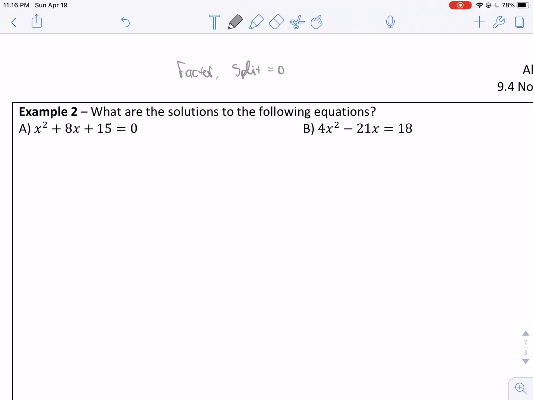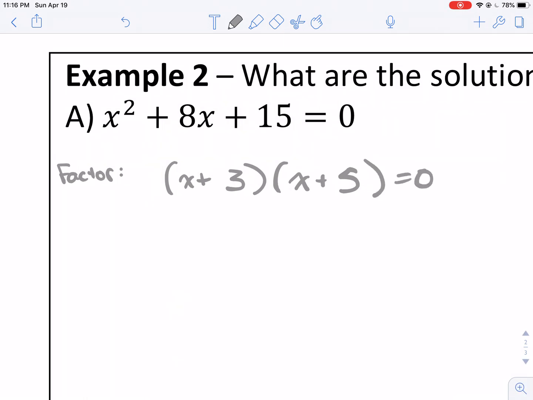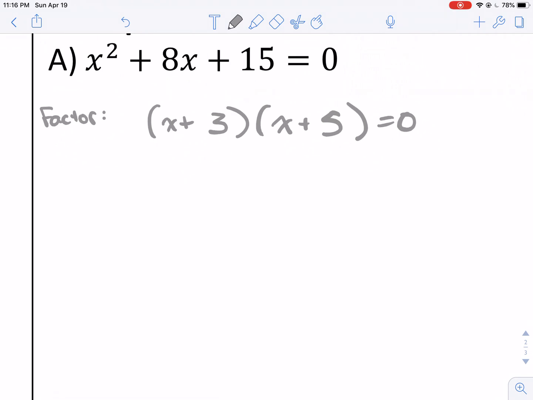So in example 2a, we have this wonderful quadratic equation, x squared plus 8x plus 15 equals 0. And we need to factor it. So remember, to factor it, we want to find two numbers that multiply to 15 and add to get 8. This will be 3 and 5. So this factors into x plus 3 times x plus 5. Awesome. Now we have this guy, we can split him up into x plus 3 equals 0 and x plus 5 equals 0.